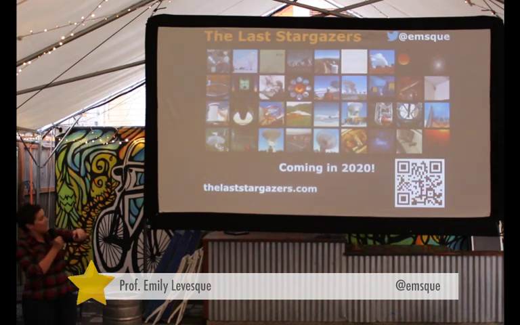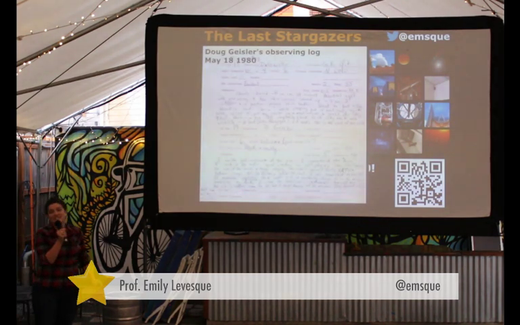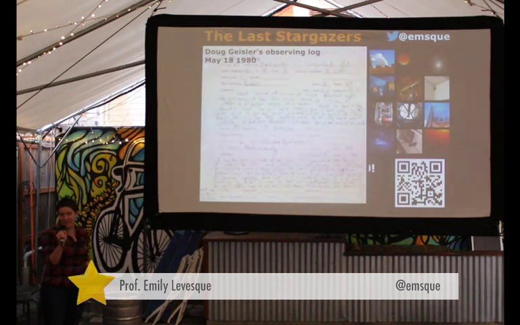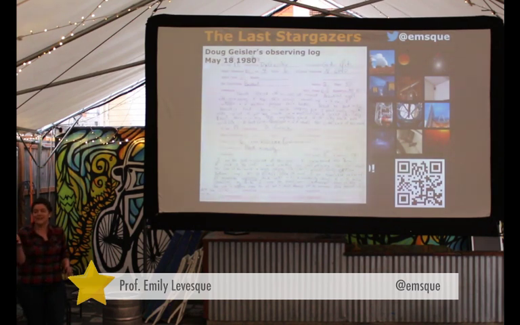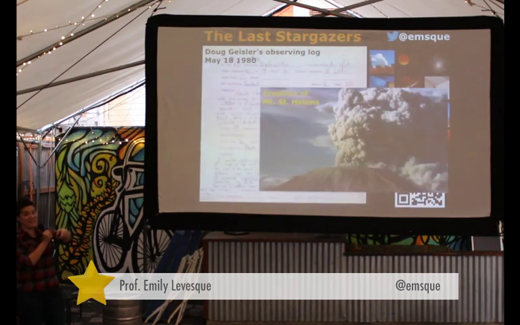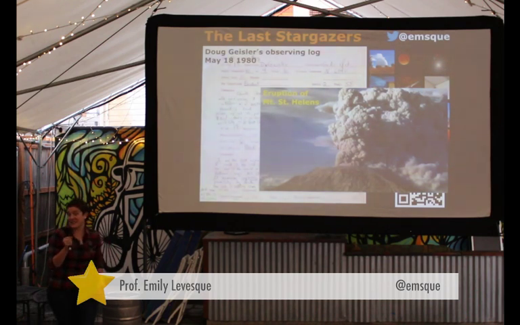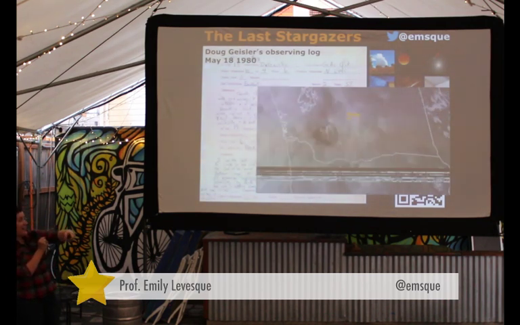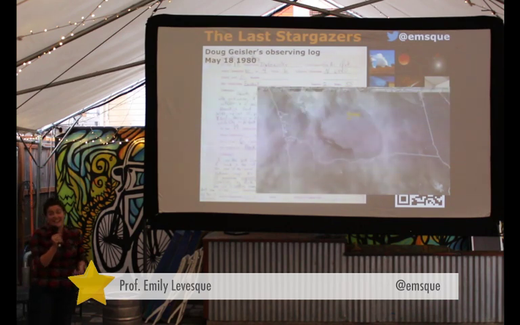And the first one is the story represented up here by this log entry. The log entry on the upper part of the screen is Doug Geisler's observing log from Manastash Ridge Observatory here in Washington on May 18th, 1980. Who knows what happened on May 18th, 1980? Mount St. Helens erupted, which was an interesting time to be working at an observatory. So for scale, this is a satellite image of Mount St. Helens erupting, and that's where Doug was. So Doug had an interesting day.